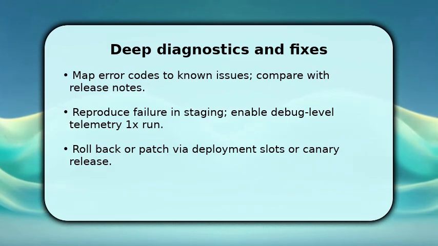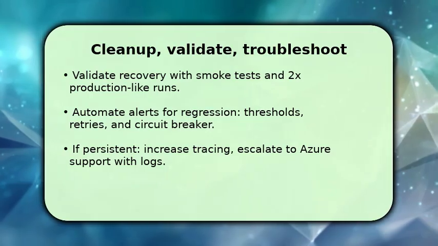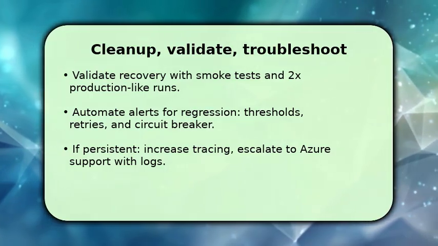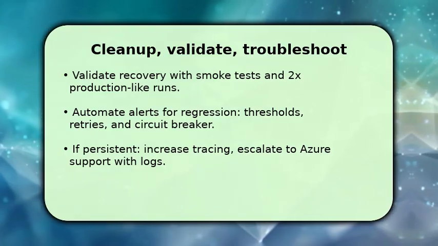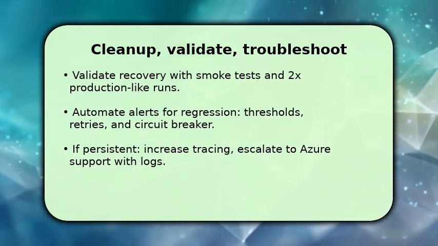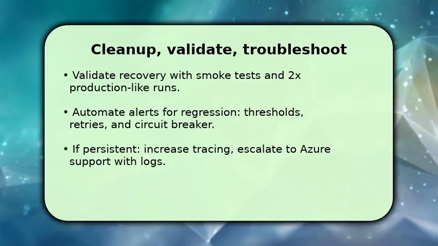Finish by validating recovery and applying operational controls. Run smoke tests and at least 2 production-like runs to confirm stability, and then implement alerts. Set thresholds, retries, and a circuit breaker to prevent repeated crashes. Once done, update runbooks and automate the remediation steps you validated.